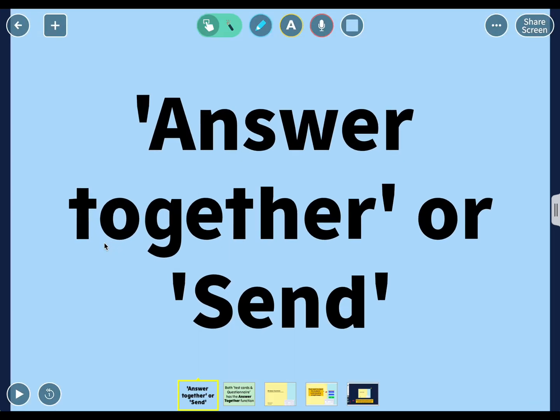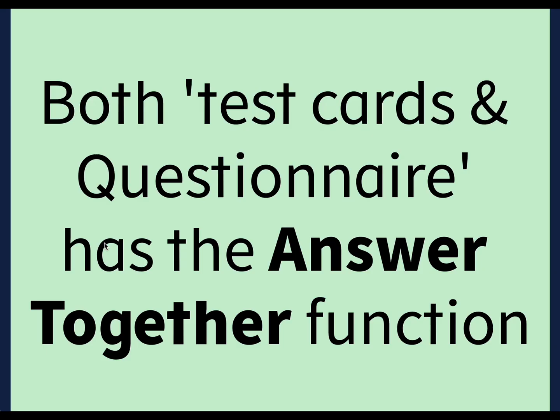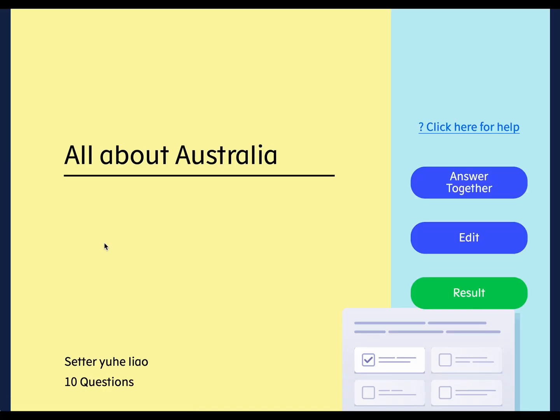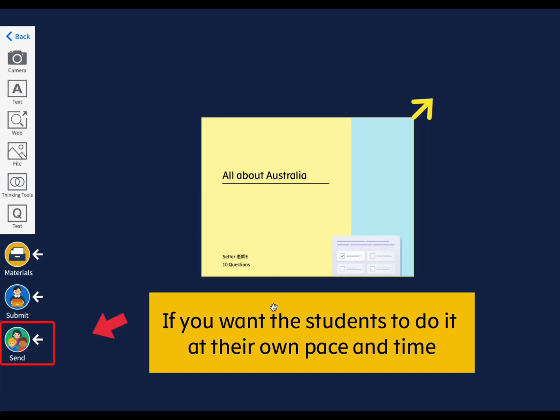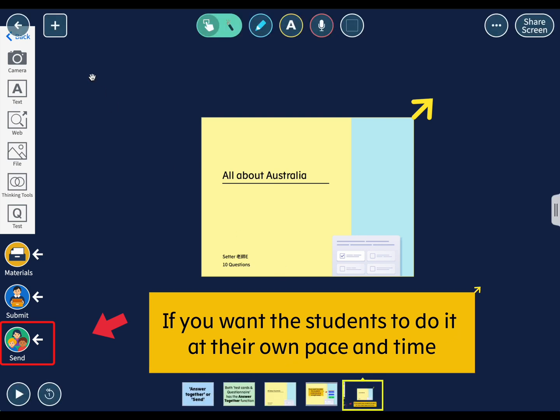So what is the difference between answer together and send? Both test cards and questionnaires have the answer together function. Let's say I have put up an example: if you want to check the students' understanding straight away, please click on answer together. If you want the students to do it at their own pace and time, please drag the card to send.